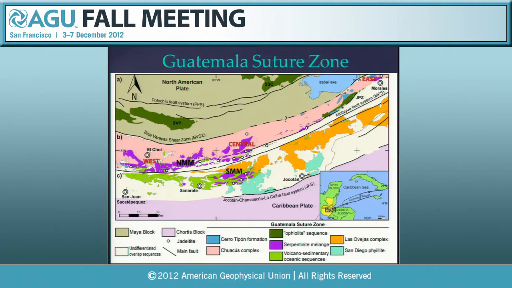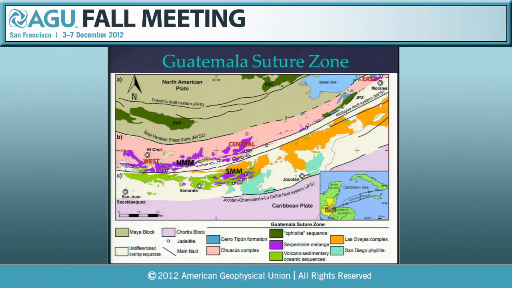So let me introduce you to the Guatemala Suture Zone. There are three conjugate faults that divide the North American plate from the Caribbean plate. And the central one of those is the Motagua Fault System. On either side of that are two terranes which contain serpentinite matrix melanges. In the case of Guatemala, these melanges are totally serpentinite. There's very little evidence of sediments within these melanges. And the blocks are found in various places.